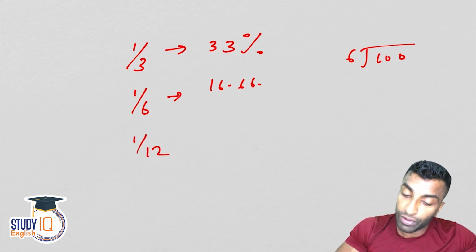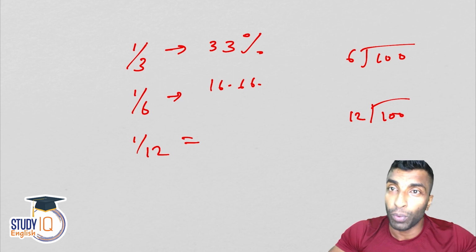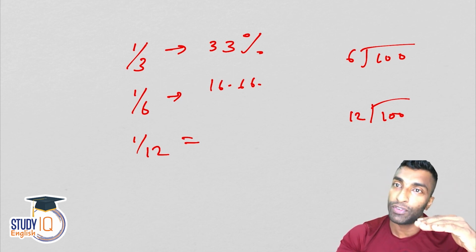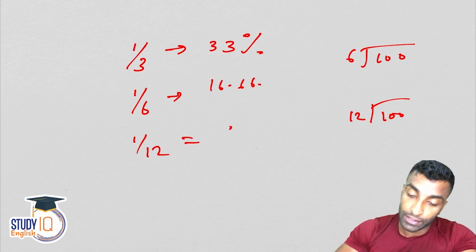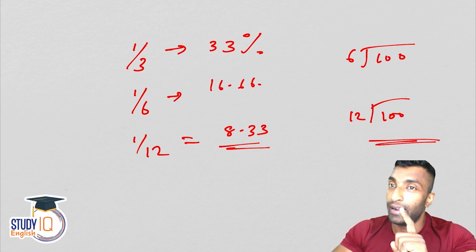Then 1 by 12 will be, can you do 100 divided by 12 at that time? No. 1 by 3, that is 33.3. 1 by 6 will be half of that, that is 16.6. So 1 by 12 will be half of that, that is going to be 8.33. You can't do this calculation at that time. Never do that.